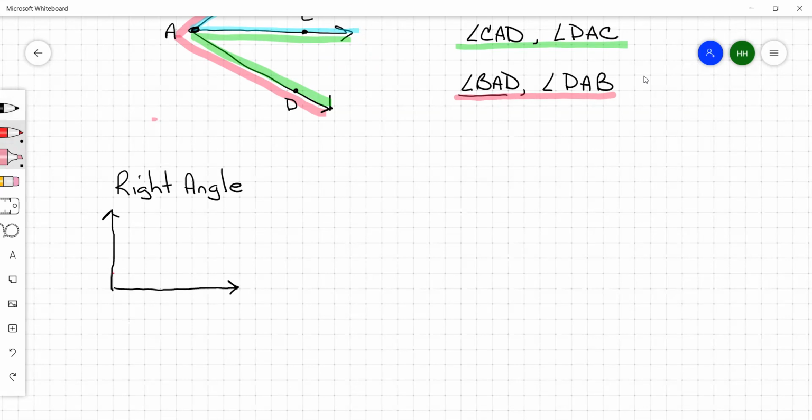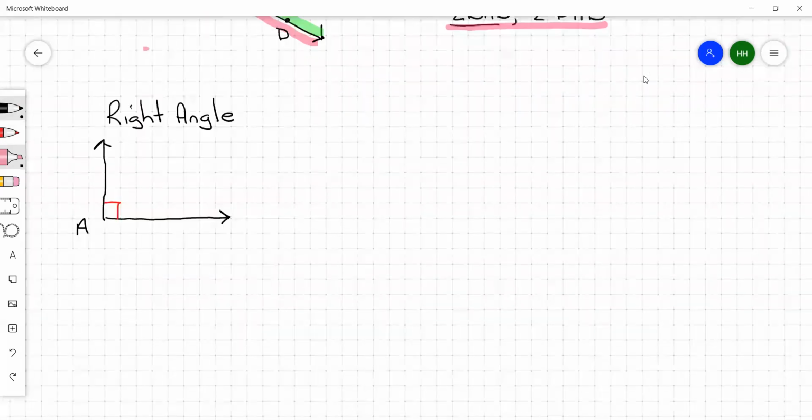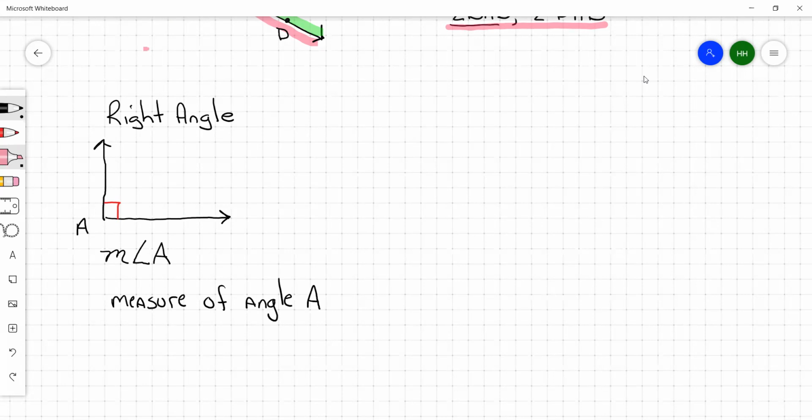And a right angle has the right angle symbol down at the vertex. And here's a little more, oh, what's the term I'm looking for? I can't think of it. This lowercase m in front of the angle symbol and then the vertex, you read this, the measure of angle A. Measure of angle A. And in a right angle, the measure of angle A is equal to 90 degrees.